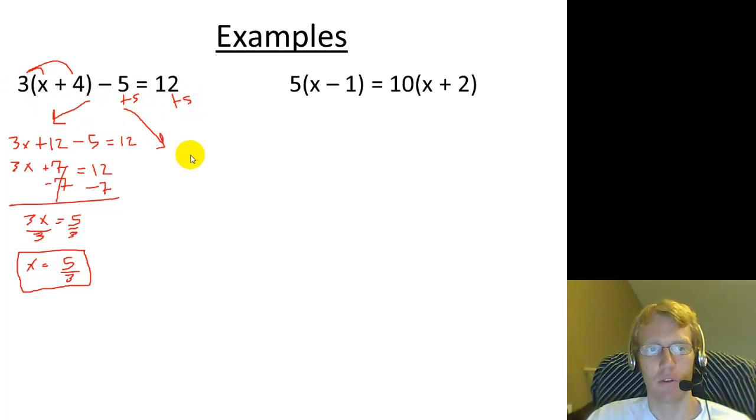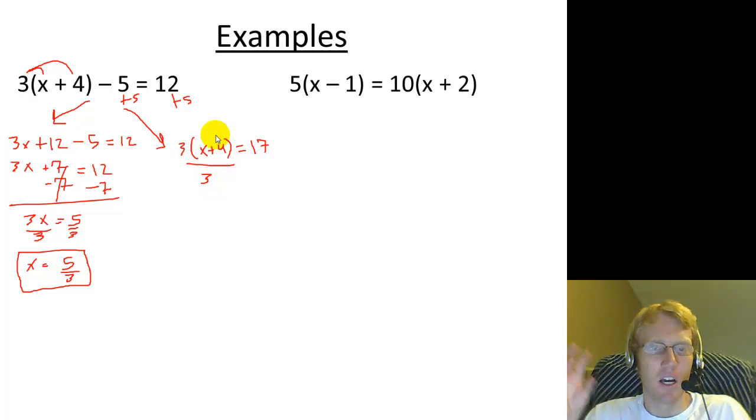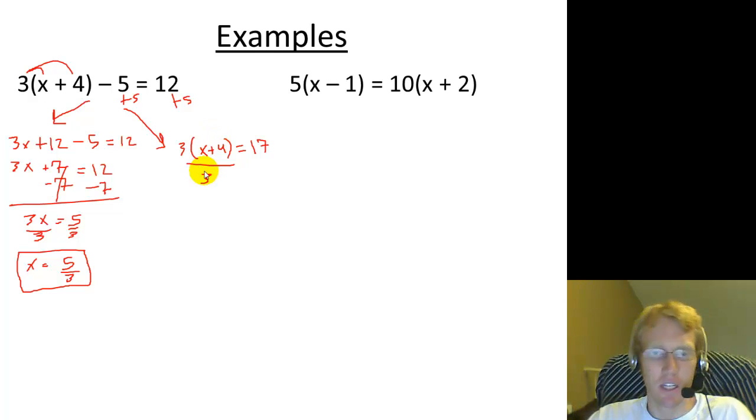That would give you 3 times x plus 4 on the left-hand side equals, because those cancel, 12 plus 5 is 17. Then you could divide by 3. Notice I'm not going inside the parentheses, because when we work backwards for PEMDAS, parentheses will be absolutely last. So you can't subtract 4 right here because it's inside the parentheses.